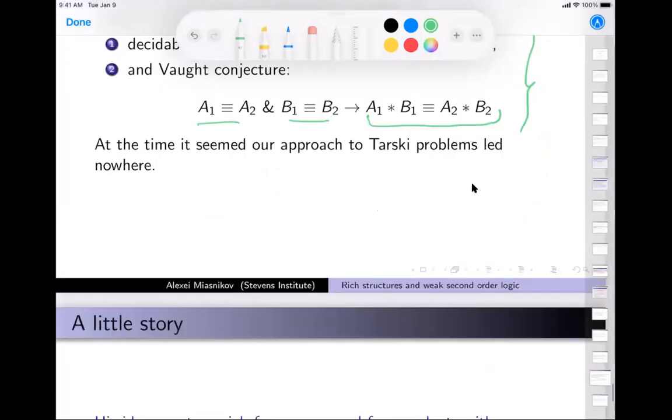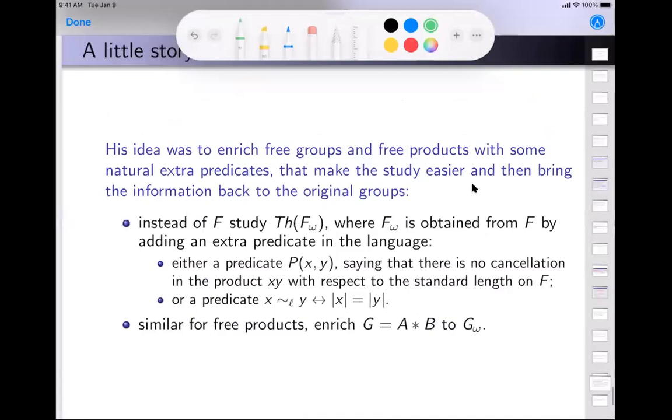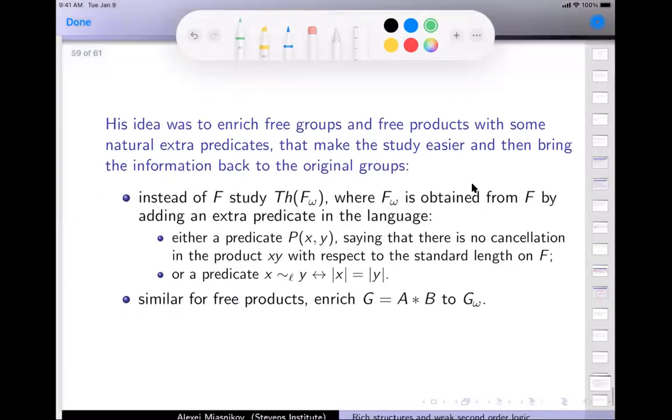And the idea was, let's enrich free groups or free products with something very, very small, some new predicate, such that it will help us to study the first order theory in the new language. And then we bring the information we've got here to the free group or free product itself. So what did we do?